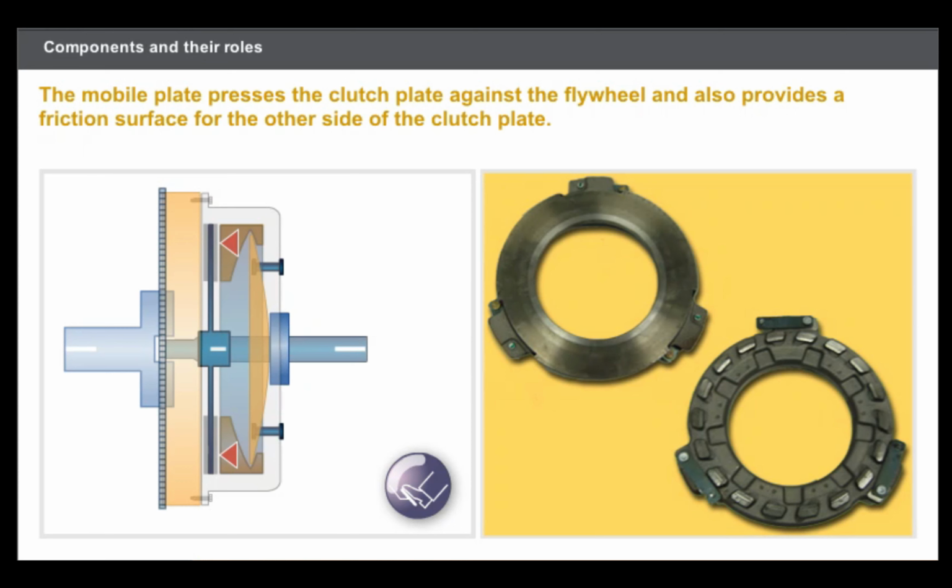The mobile plate is the mechanism component which is in contact with the clutch plate. Click on the clutch pedal to see the clutch plate press itself against the flywheel. The mobile plate presses the clutch plate against the flywheel and also provides a friction surface for the other side of the clutch plate.